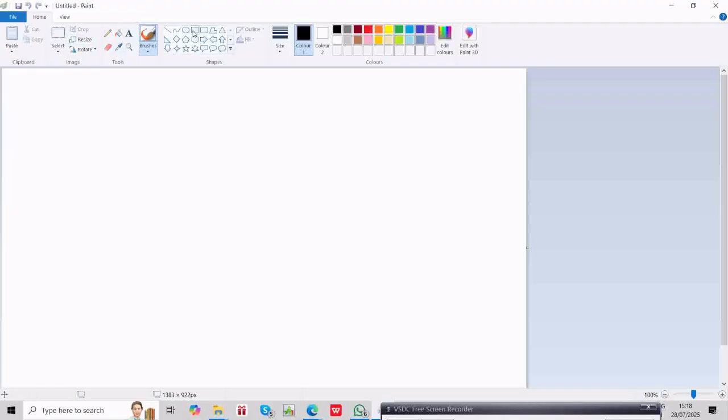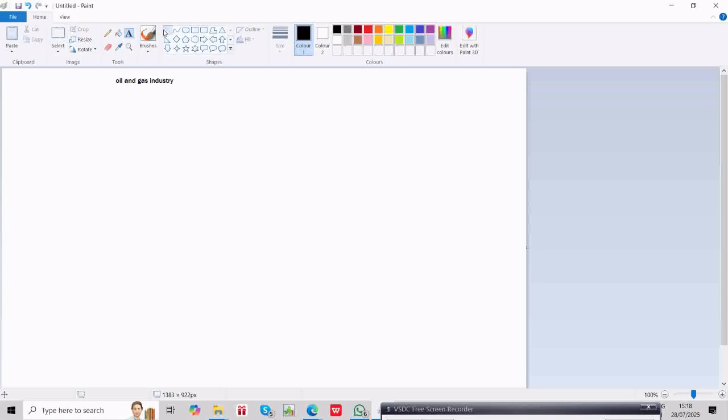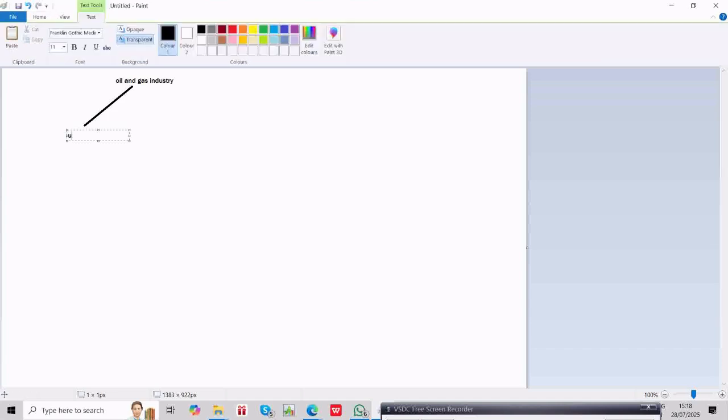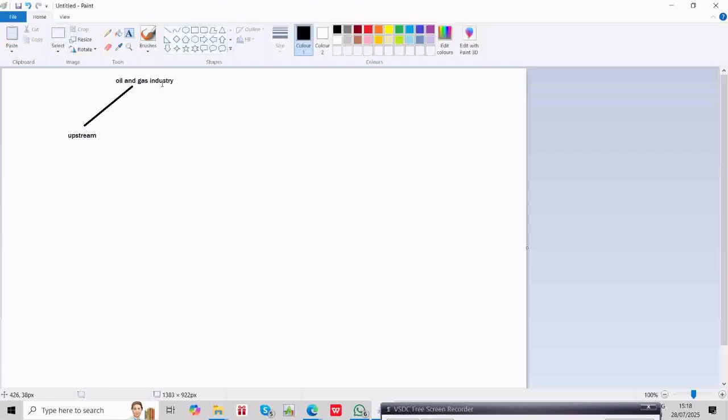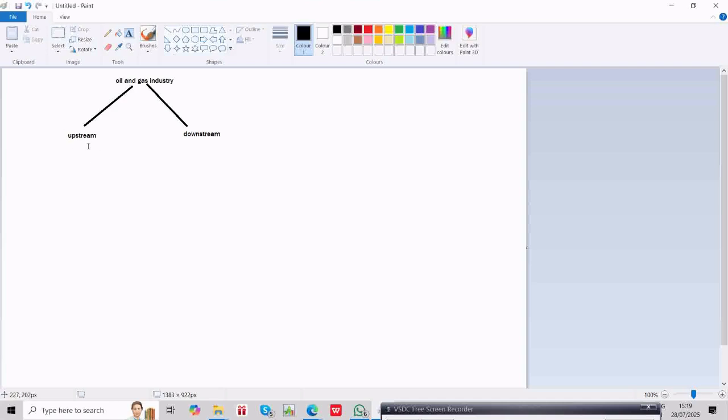Oil and gas industry, correct? So the oil and gas industry has two parts. The first part is called upstream, and the second part is called downstream. Okay, now let us understand what is upstream and what is downstream.